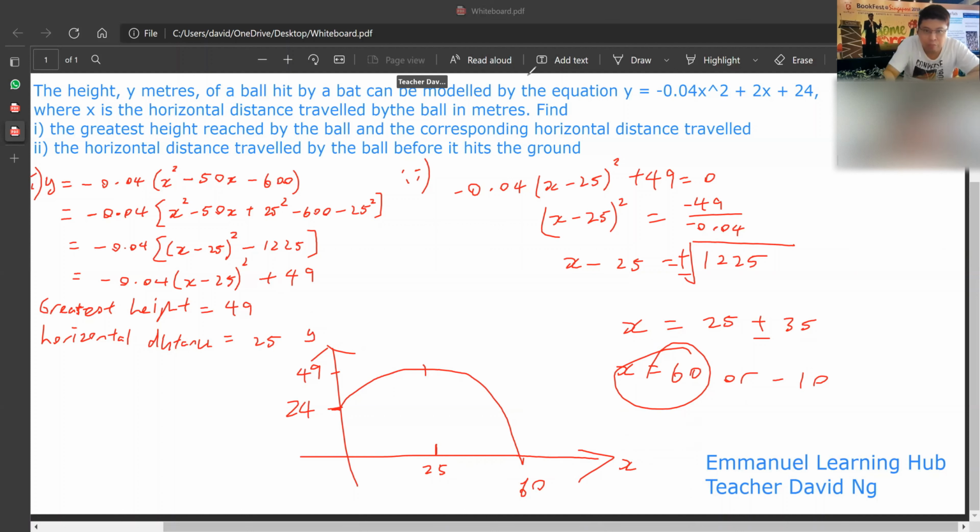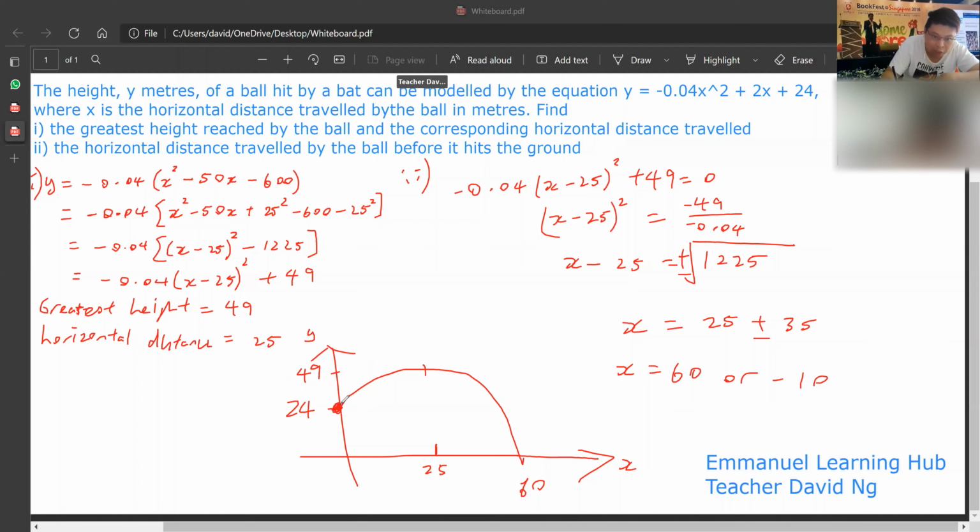Okay, the question may not be asking you to draw the graph. In the exam, do you need to draw the graph or not? If the question never asks you to draw the graph, you draw the graph for you to understand the question. Because part 2, they ask for the horizontal distance traveled by the ball before it hits the ground. So this is actually a pictorial depiction of what had actually transpired.